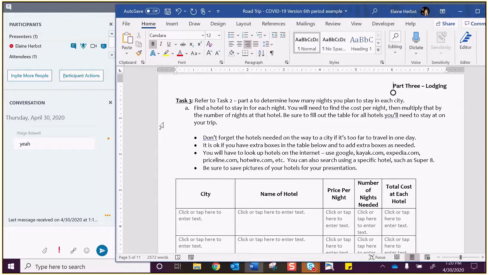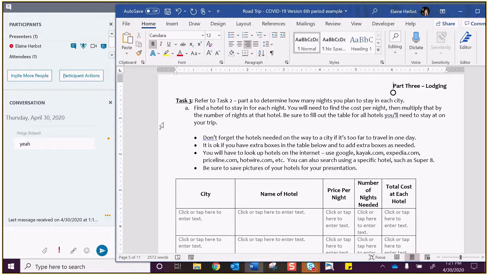You can look up hotels on the internet. You can use Google, Kayak, Expedia, Priceline, Hotwire, and you can also search for a specific hotel. Let's say you like to stay at a Super 8, or you want to stay at a Holiday Inn because you're comfortable with that brand of hotel. So that's your choice as well. Also make sure that you're saving pictures of your hotels for the PowerPoint presentation.